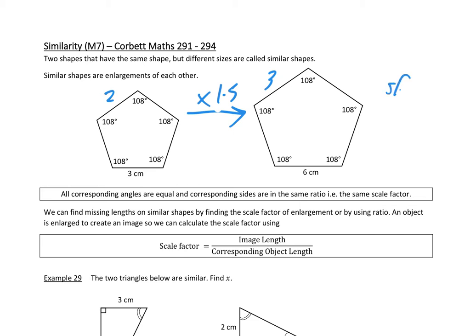So how you can find your scale factor, if you didn't know it, is you can just do the big one divided by the small one. That's if you're going from small to big, or you might go the other way around. You might go from big to small, and the scale factor would be the small one divided by the big one.